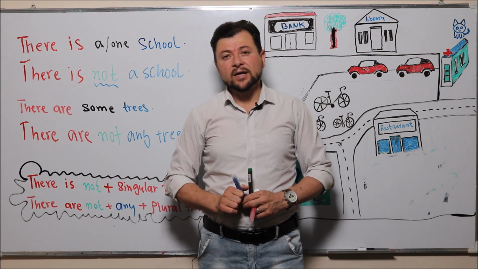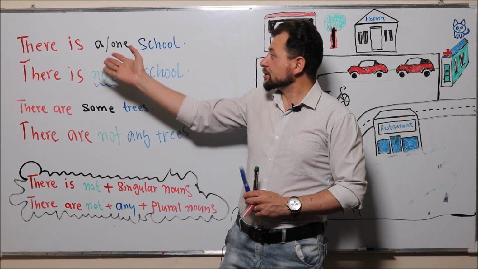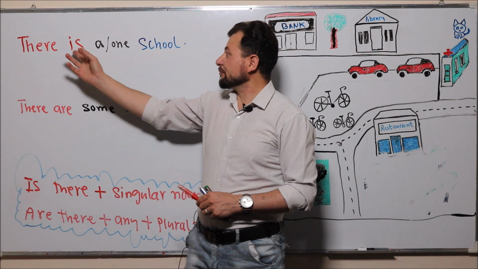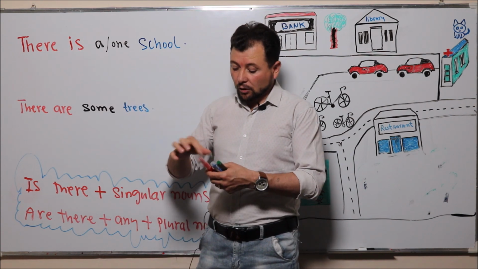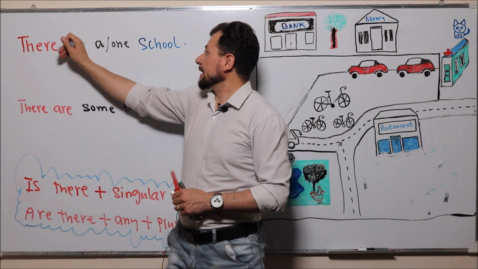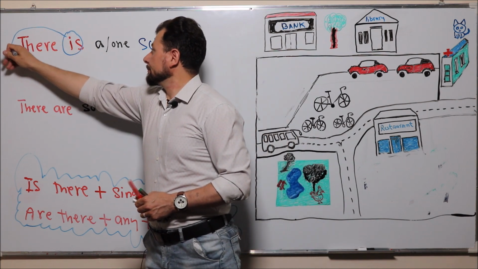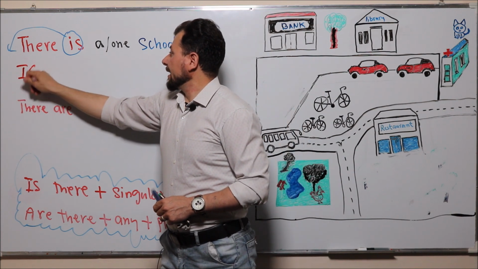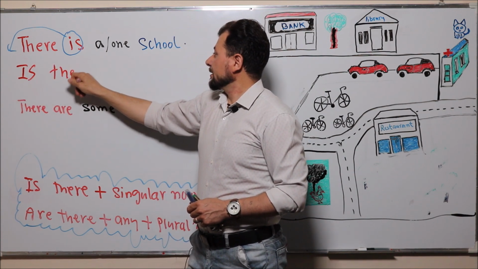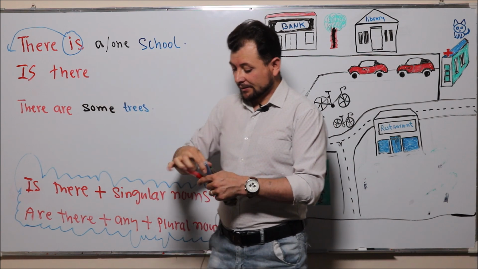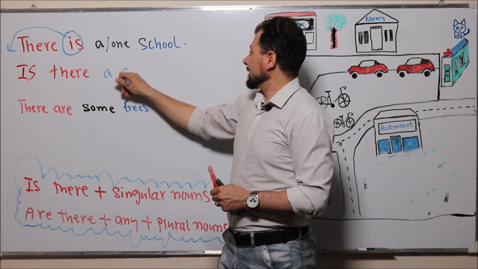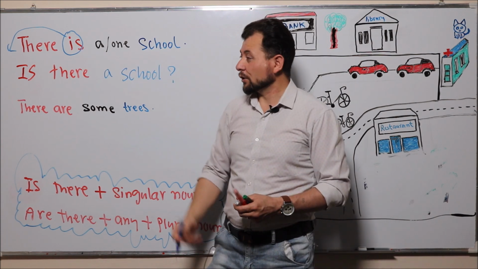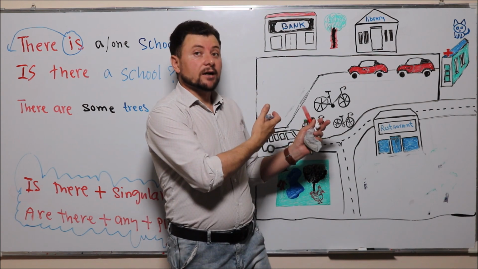Okay, so now let's see how we are going to change them to the question. In a question, I just change the place of the to be verb and there. So I take the to be verb and bring it to the beginning. So I write the to be verb first, is there a school? So I ask the question, is there a school?